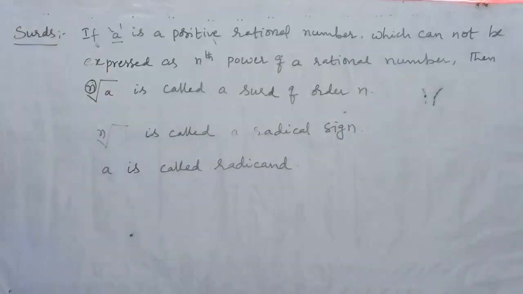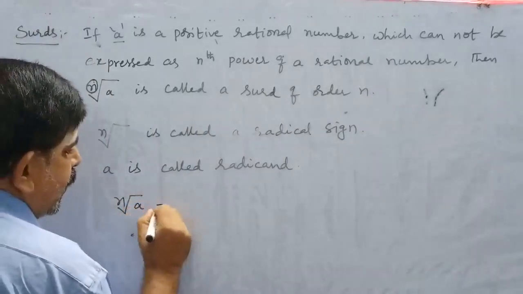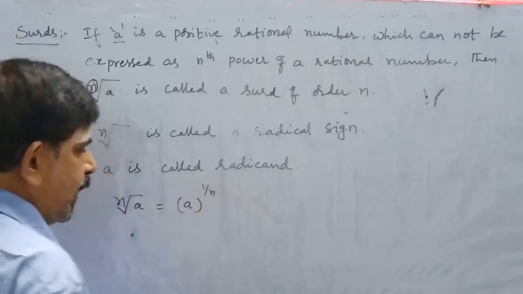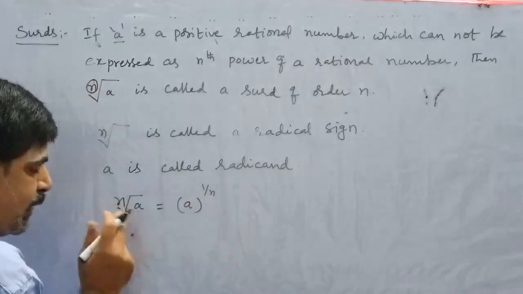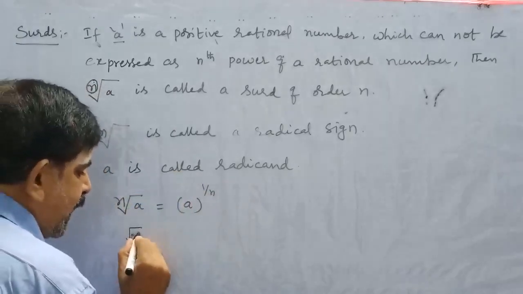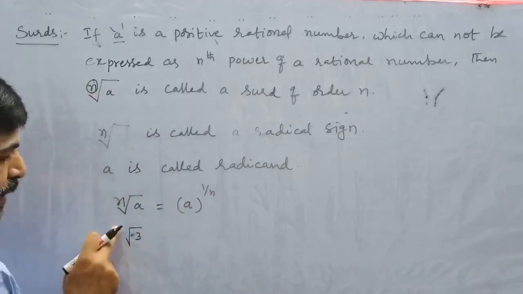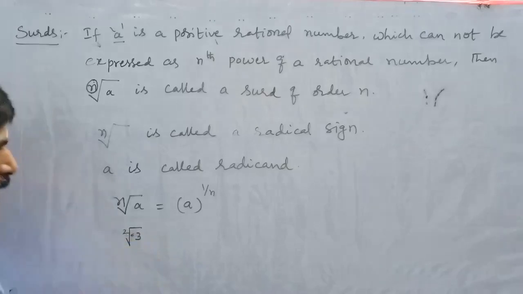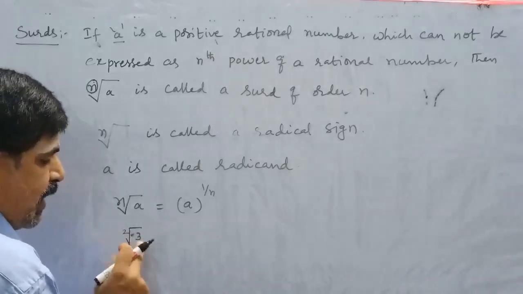Okay, next one. Here nth root a can also be written as a whole to the power of 1 by n. Okay, a whole to the power of 1 by n. Next, here nth root a, suppose root 3 is a surd. What type of surd it is? Which order it is? Second order. If there is no order means this is second order. Okay, so this can be read as square root of 3.